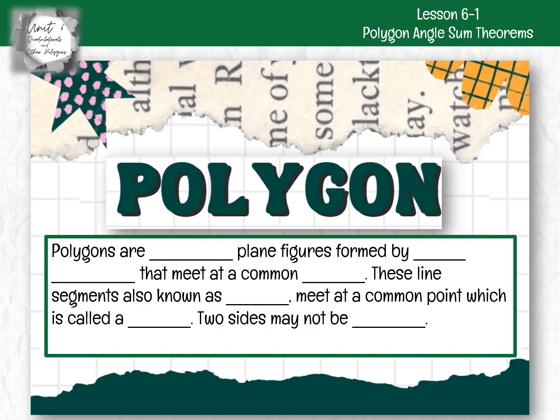Polygons. Let's see what those are to begin with. Polygons are closed plane figures formed by line segments that meet at a common point. These line segments, also known as sides, meet at a common point, which is called a vertex. Two sides may not be collinear.